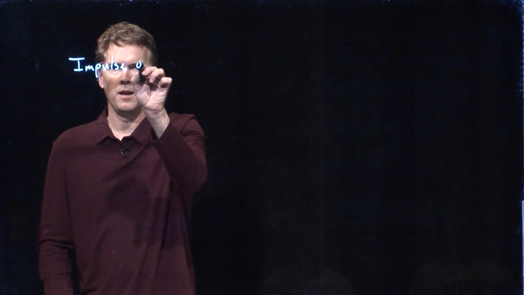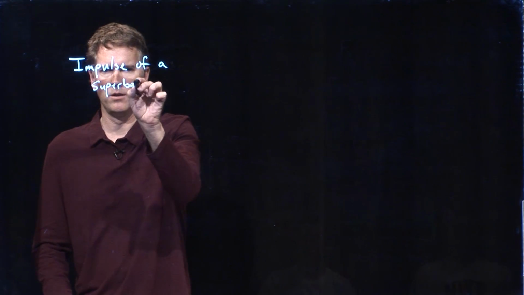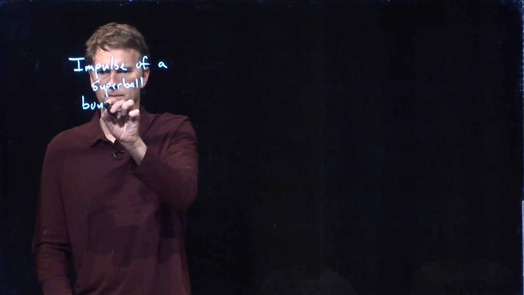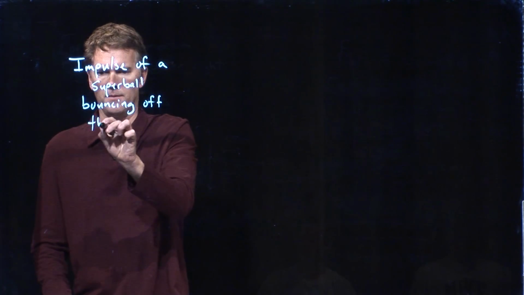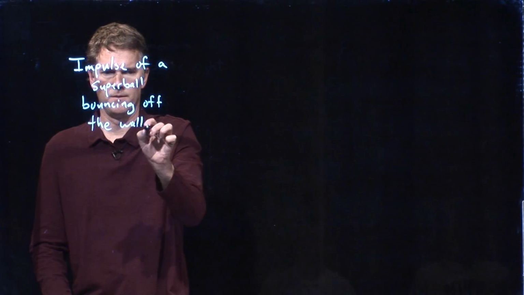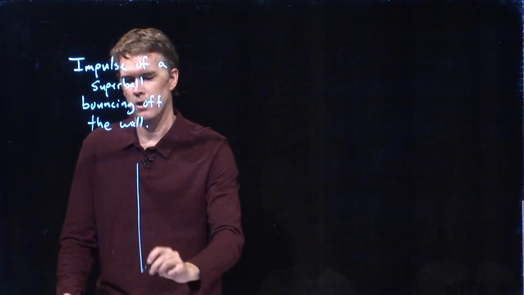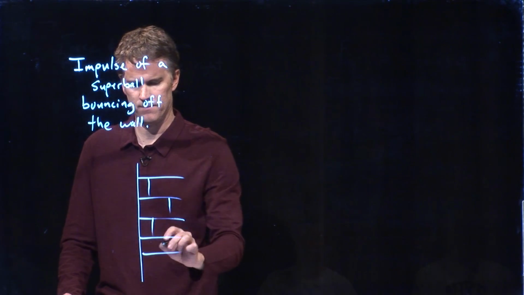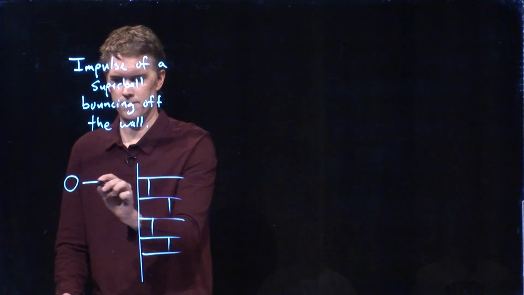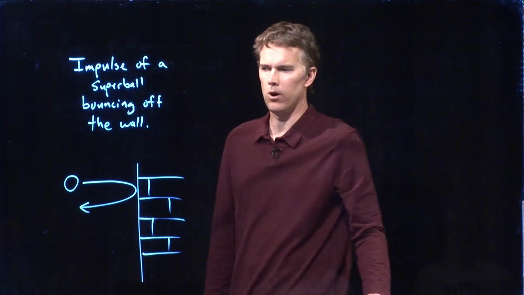Let's talk a little bit more about impulse. And let's talk about the impulse of a superball bouncing off the wall. Let's make sure we get a decent picture to start with. Here's our wall. Bricks in the wall. And there we go. Our ball comes in, bounces off the wall.